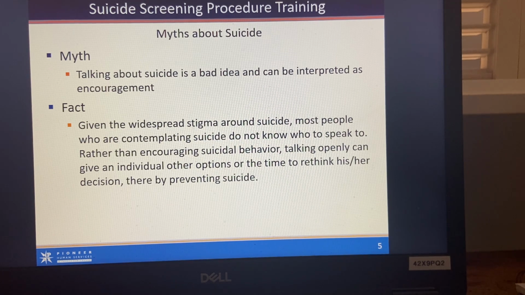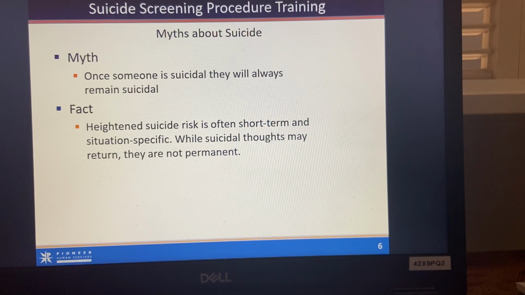We want to encourage conversation with clients about how they are thinking and feeling. In doing so, talking openly about how they're thinking and feeling can give them other options. And more importantly, it helps to prevent suicide from occurring.